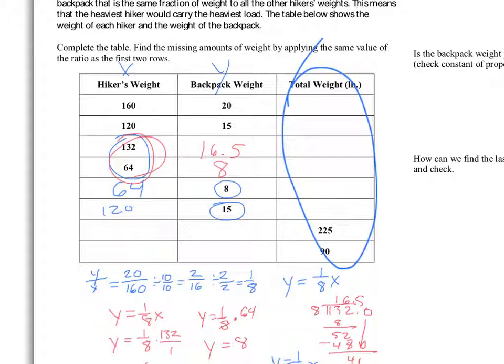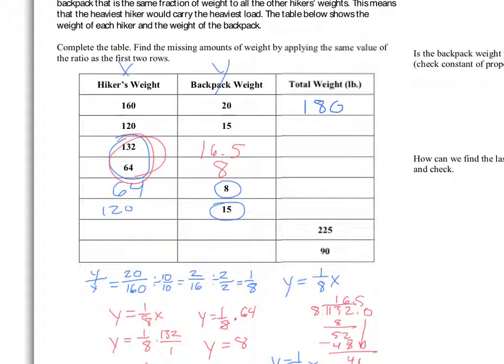Now total weight, the way that we would find the total weight is to go ahead and add up the backpack weight plus the hiker's weight. So 160 plus 20 is 180. 120 and 15, that'd be 135. 132 plus 16.5 would be 148.5. 64 plus 8 would be 72. Again, 72. And 120 plus 15 would be 135. So we can see those total weights all add up here.